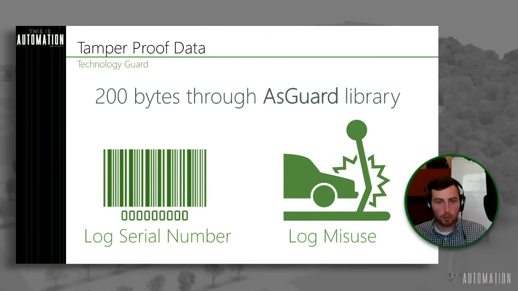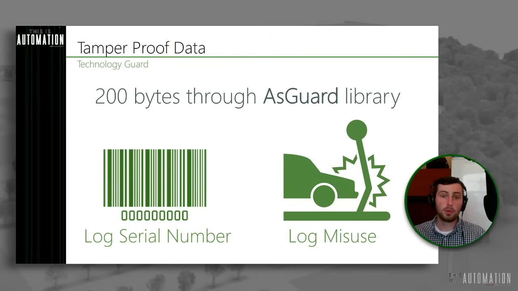So what would you maybe want to put in this super secure data location? Maybe you'd want to log the machine serial number. So that way, someone can't just take that tech guard out and put it into a different machine. We can verify the serial number against what's logged in the technology guard from the initial commissioning. Maybe you want to log some critical production data for the purposes of warranty. So maybe you want to log the initial startup date or something like that, so that you can verify for your warranty processes exactly what the conditions are for that machine.